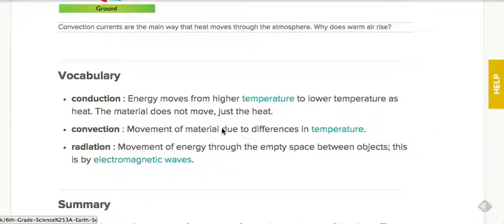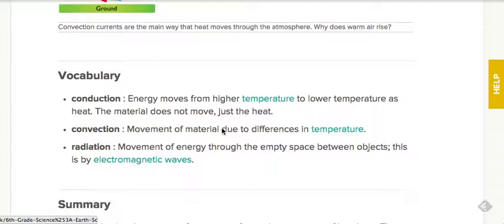So, we've got three different vocabulary words you need to commit to memory: conduction, convection, and radiation. Conduction is energy that moves from higher temperature to lower temperature as heat. The material does not move, just the heat. That's like the induction cooktop. Heat is transferred from the cooktop to the iron skillet.